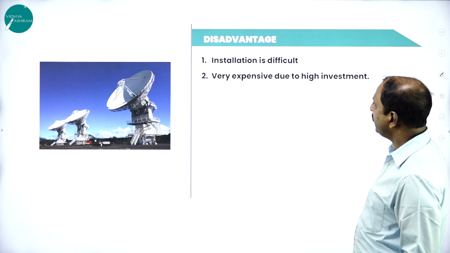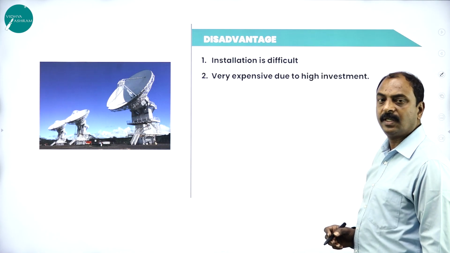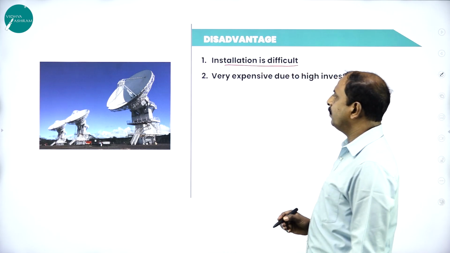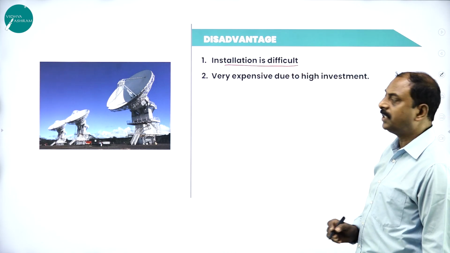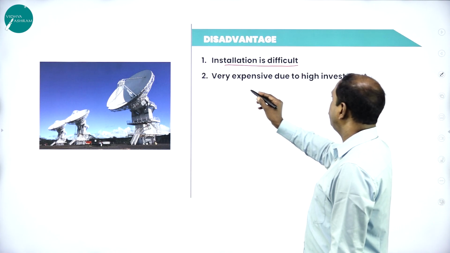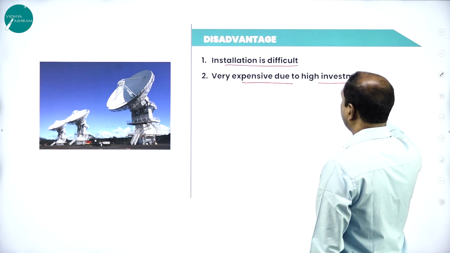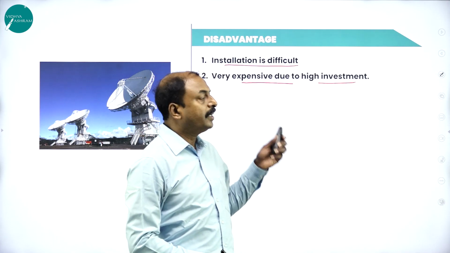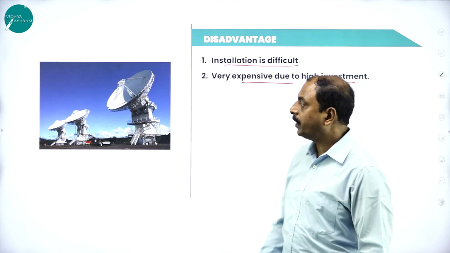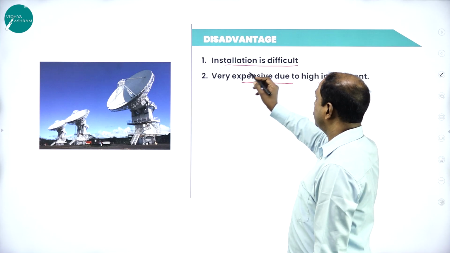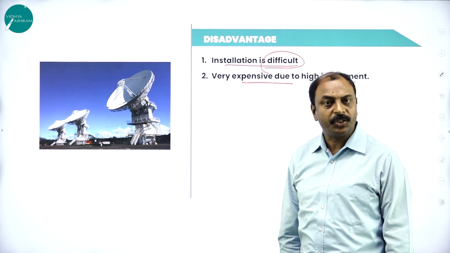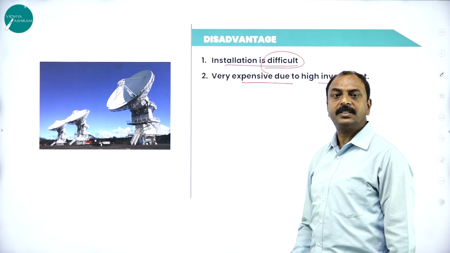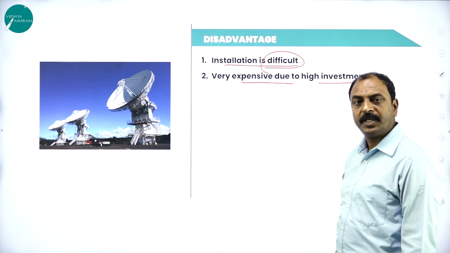Now in the next slide, what are the drawbacks of this? The limitations: installation is difficult, meaning the configuration and installation is very difficult and very expensive due to high investment. With respect to cost, it is very costly, and that is one of the drawbacks, as well as the installation and configuration of the devices being a difficult task. This is a drawback of satellite communication.